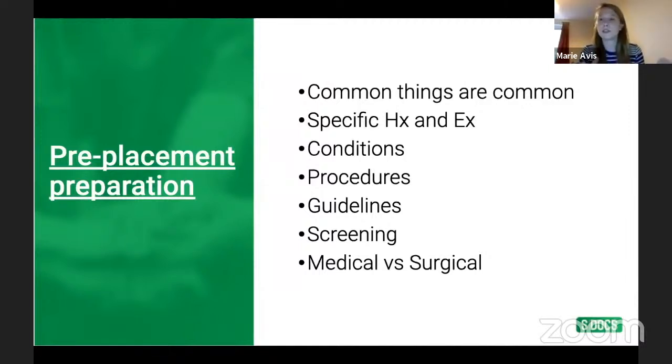A bit about procedures. So obviously on the surgical ward, know a bit about bowel resections and colonoscopies, just what they are and what happens, and that will put you in good stead.